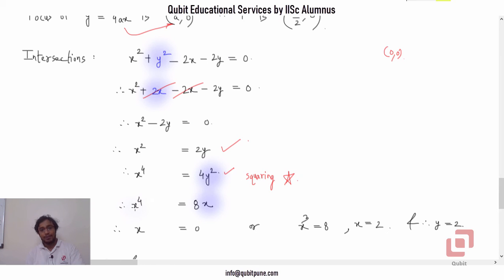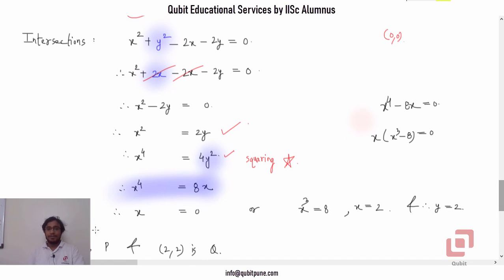Now if you solve the equation x raised to 4 equal to 8x, not the cubic equation, sorry, it's a biquadratic equation, x raised to 4 minus 8x equal to 0. If you take x common, then it will be x cube minus 8 equal to 0. So it will have two real roots, one being 0 and the other one is 2, and the other two will be the complex cube roots of 8. But of course we are not interested in the complex cube roots, we are happy with 0 and 2.